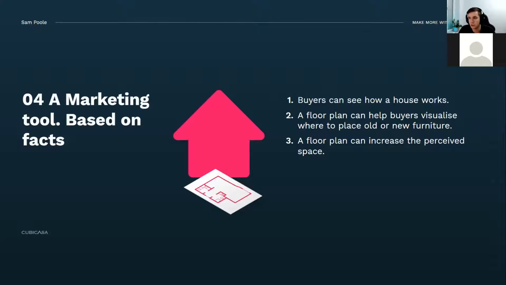What they start to do is, once again, look at the ownership of that property, what their life would be like within it, so that they can assign certain rooms for certain roles within the house. So they can see the full flow. They can see how the house works and if it meets their needs. A floor plan can help buyers visualize where to place old or new furniture as well.